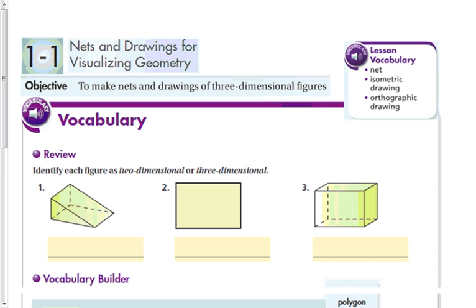Welcome back. We're going to learn to make nets and drawings of three-dimensional figures. It's a good start for you in geometry to start to think about things from a different perspective. There's some important vocabulary to pay attention to. As usual, there's a little review at the beginning. I'm going to let you do that without talking much about it. So go ahead and do that, and then you can check back.